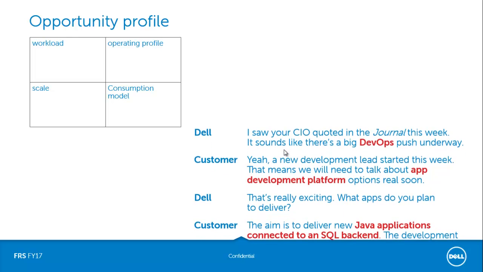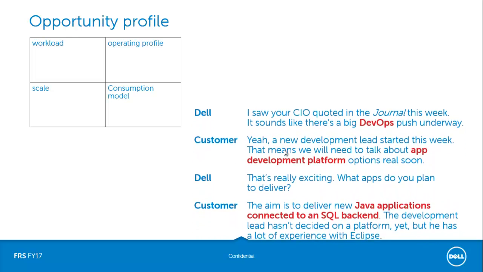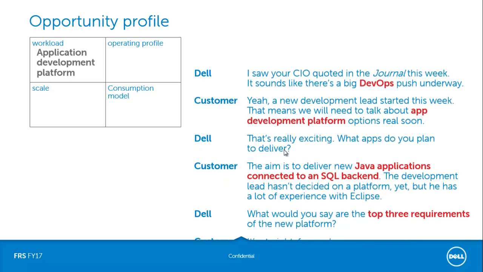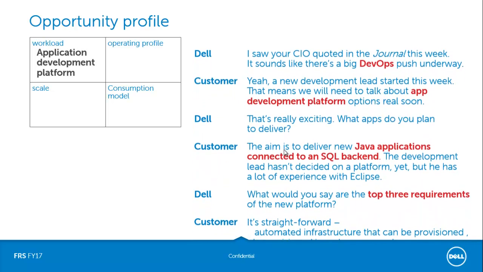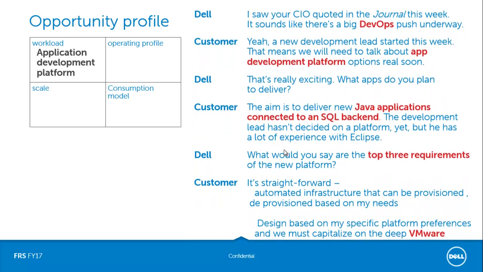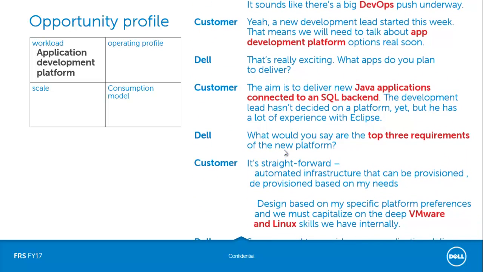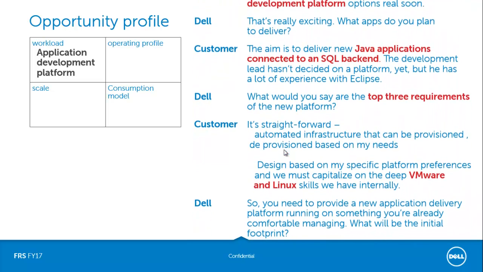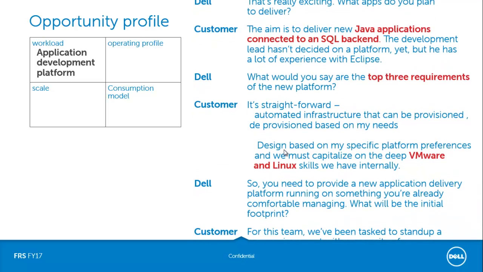So she reaches out to the customer and starts the conversation on what their business goals are. And the customer comes back and tells them what they're trying to do. They're trying to deploy an application platform, and they're looking at Dell to see what options we have. Then she goes on to understand, what is the workload? It's an application development platform with Java applications connected to a SQL backend.